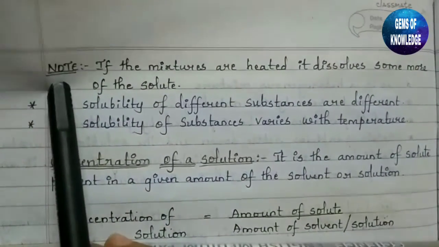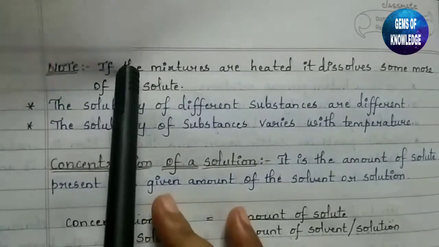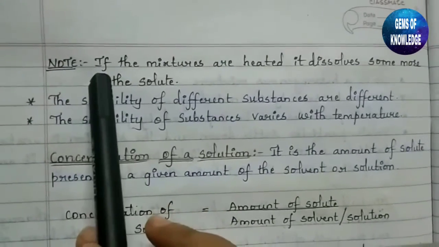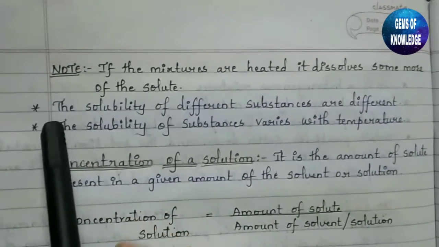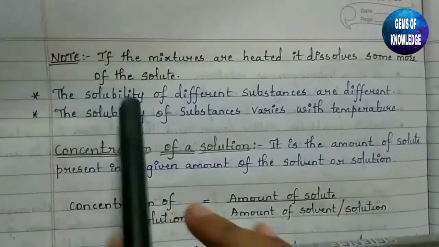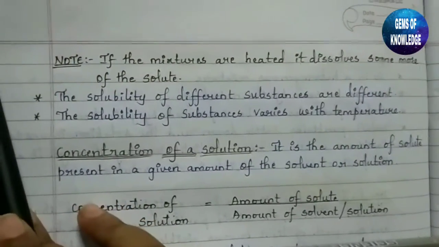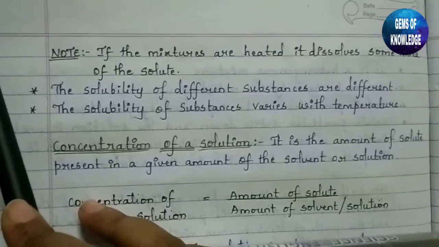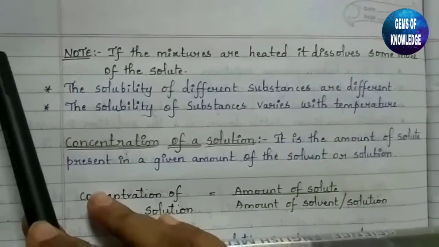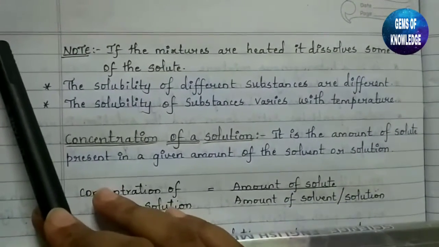Okay, so here you can see a note has been given. If the mixtures are heated, they dissolve some more of the solute. The solubility of different substances is different. It is different for salt and it is different for sugar. Similarly, the solubility of substances varies with temperature. If we give heat to that particular solution, it can dissolve some more of the solute.